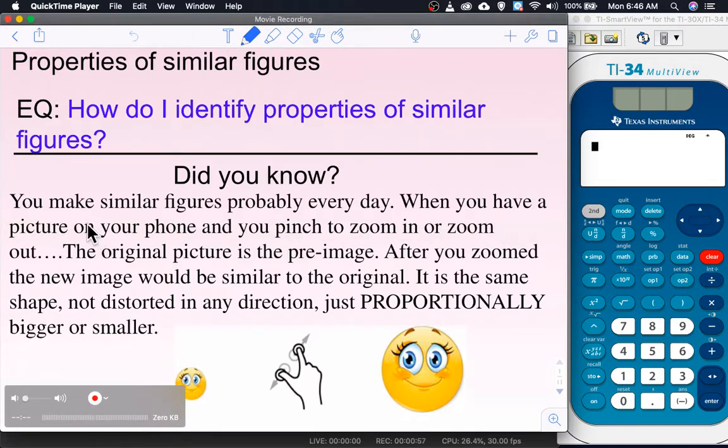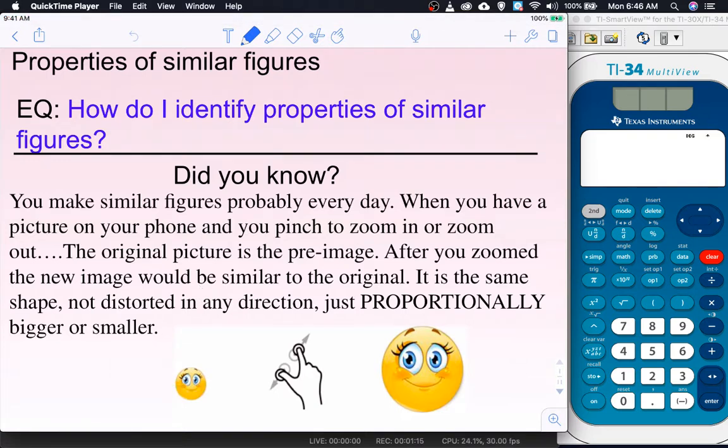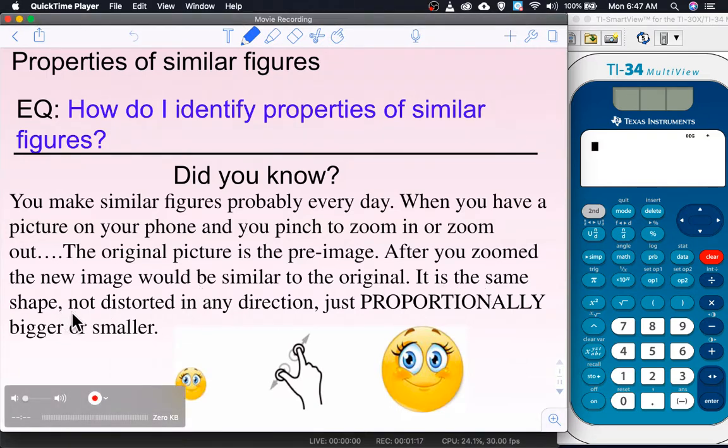Did you know that you make similar figures probably every day? When you have a picture on your phone and you pinch to zoom in or zoom out, the original image would be the pre-image. After you've zoomed, the new image would be similar to the original. It's proportionally bigger. In fact, it says that here. It's the same shape. It's not distorted in any direction. It's just proportionally bigger or smaller. That's what makes it similar.